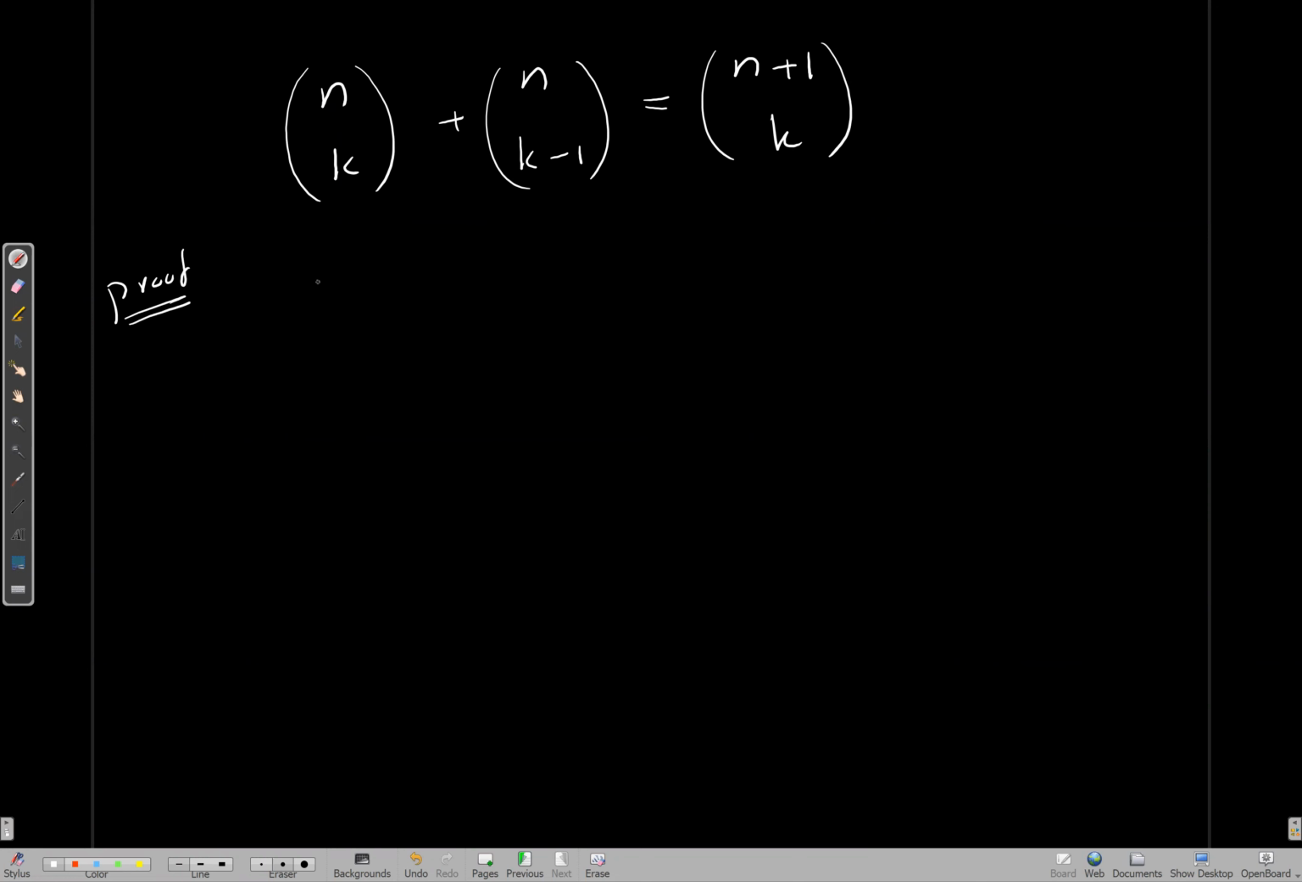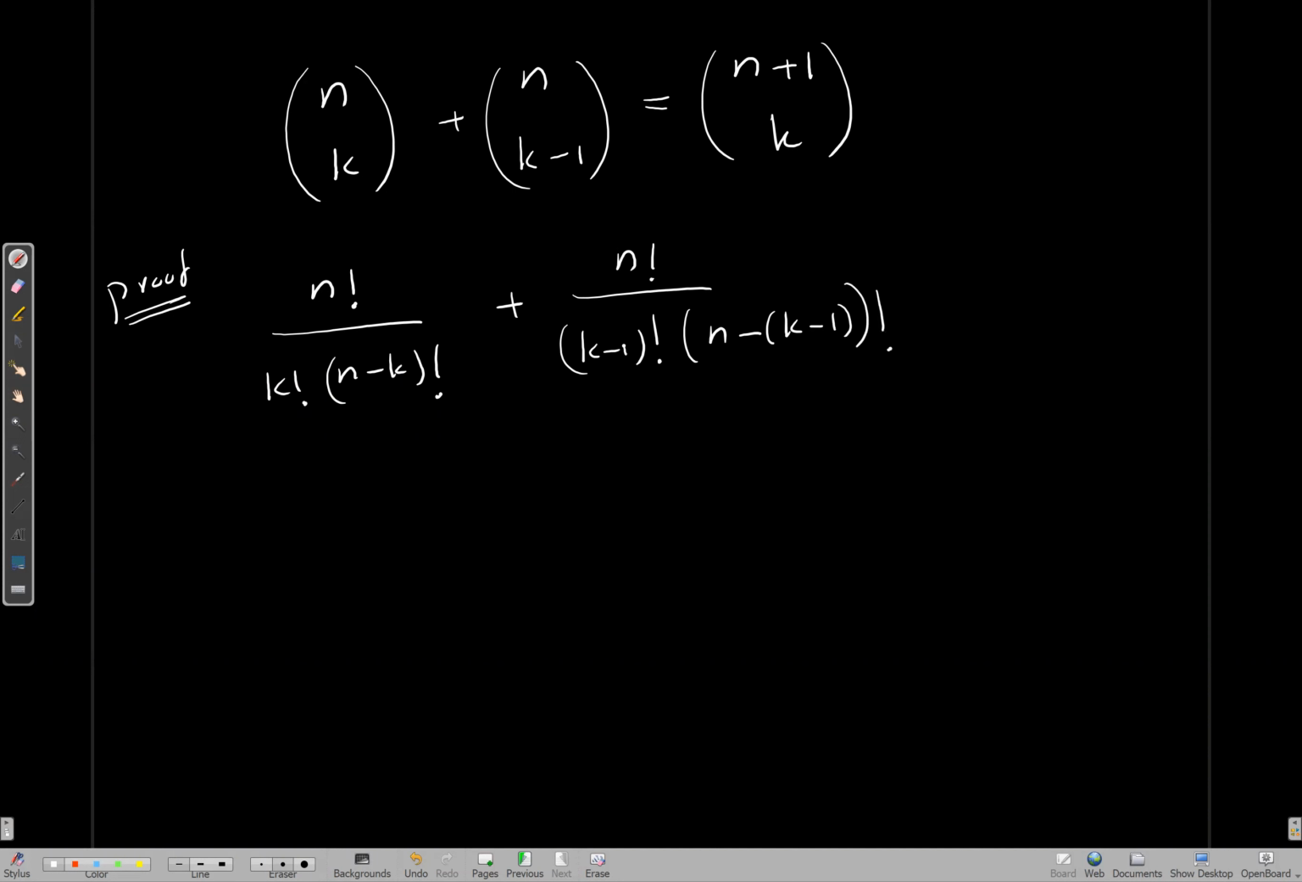Now, if we convert this into factorial notation, this is n factorial over k factorial times (n minus k) factorial. That is the definition. And here we have n factorial over (k minus 1) factorial times (n minus (k minus 1)) factorial, don't forget the parentheses. So this is the left hand side. Let's start with the left hand side and simplify it.